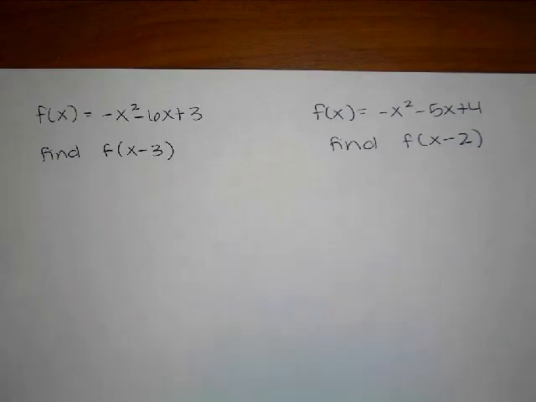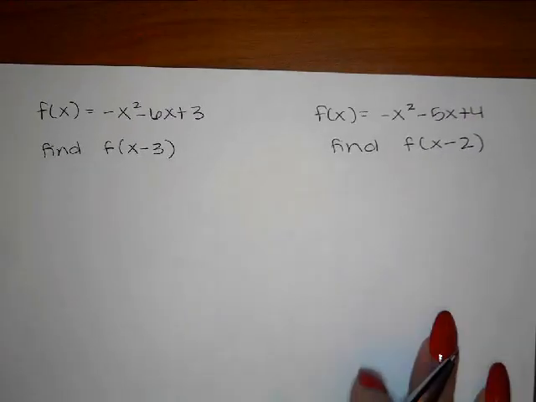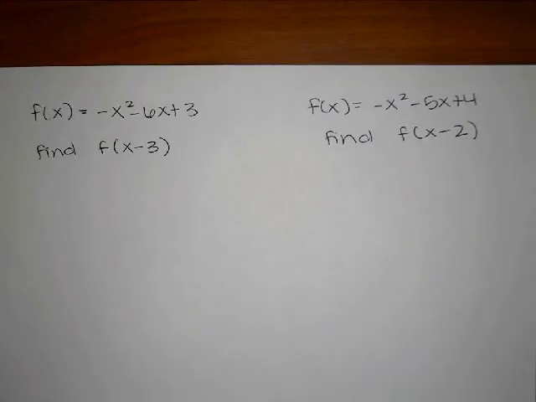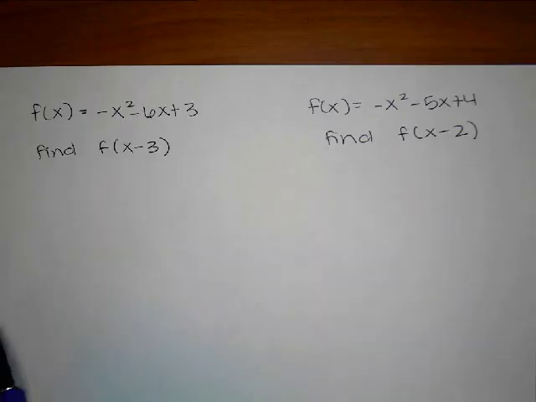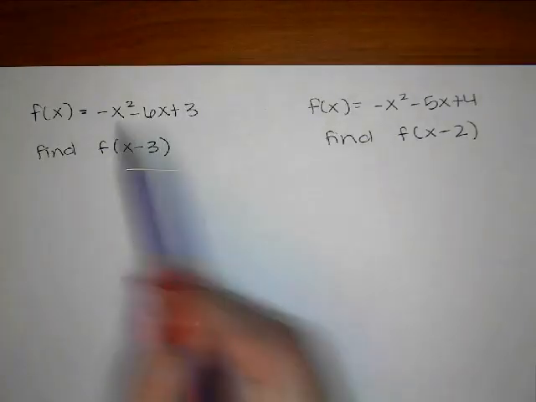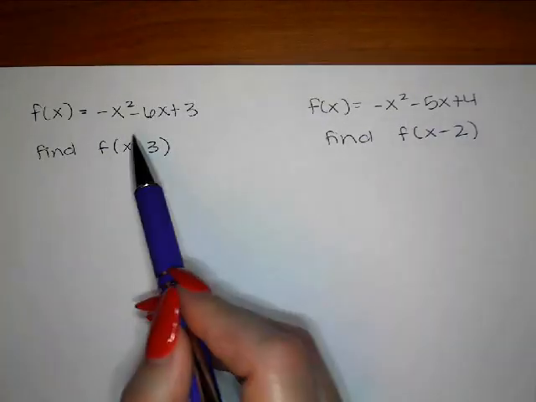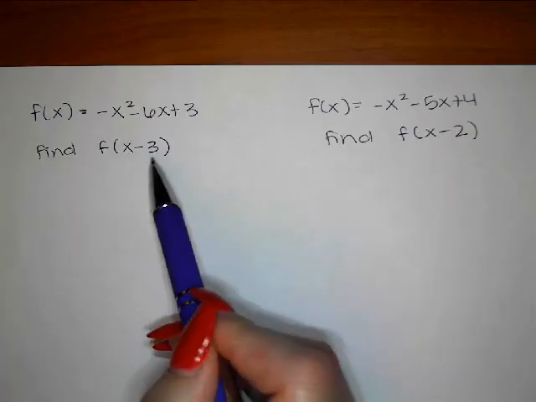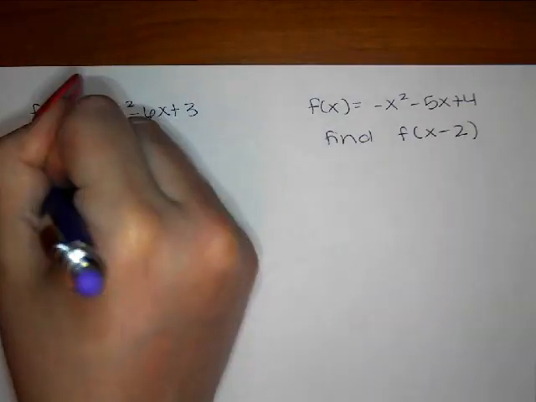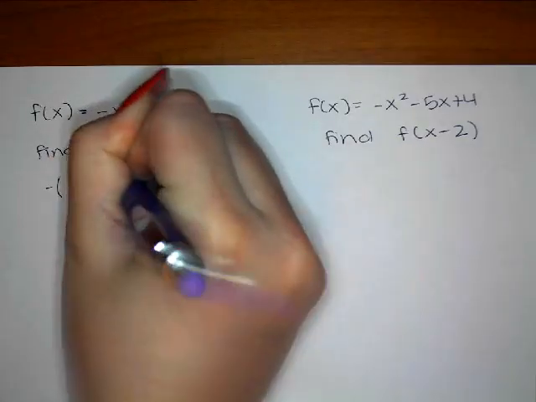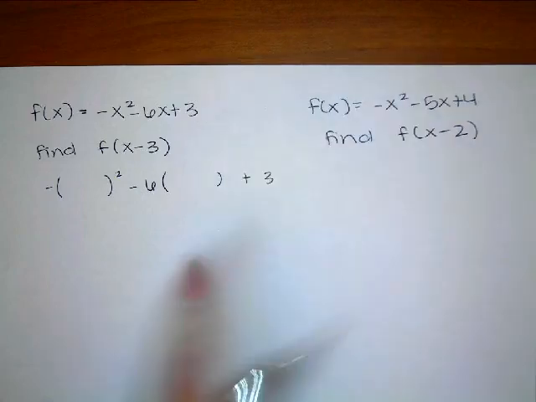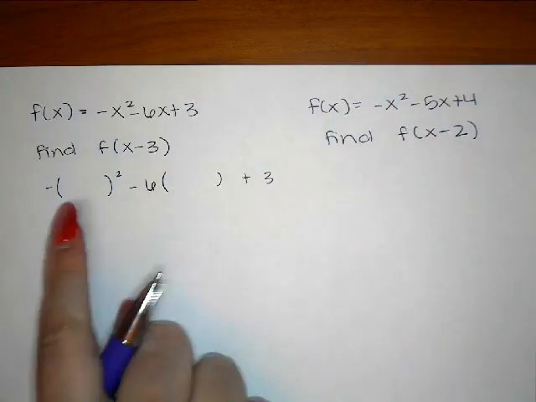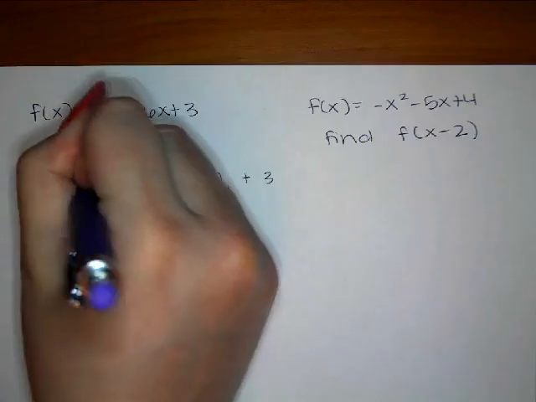These are problems that were on the quiz for this chapter that almost everybody got wrong. So I wanted to make sure that I went over them before you potentially see a similar question on the test. For both of them, it gives a quadratic, and then it asks you to plug in x minus 3. So I've got negative x squared minus 6 times x plus 3. And for the x's, that's where I'm plugging in the x minus 3.